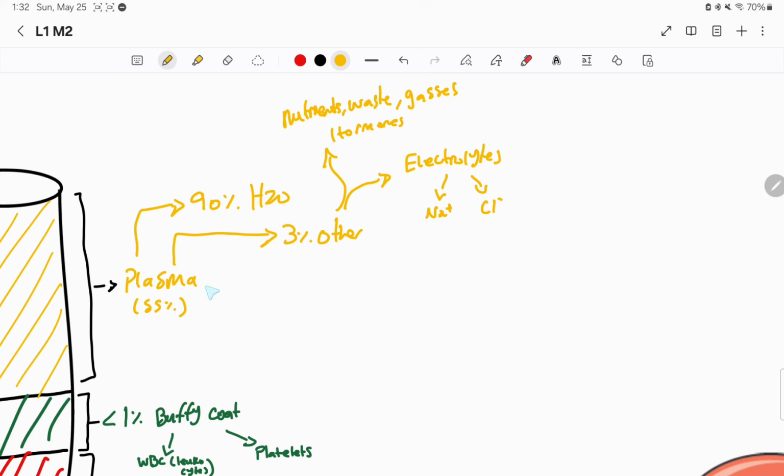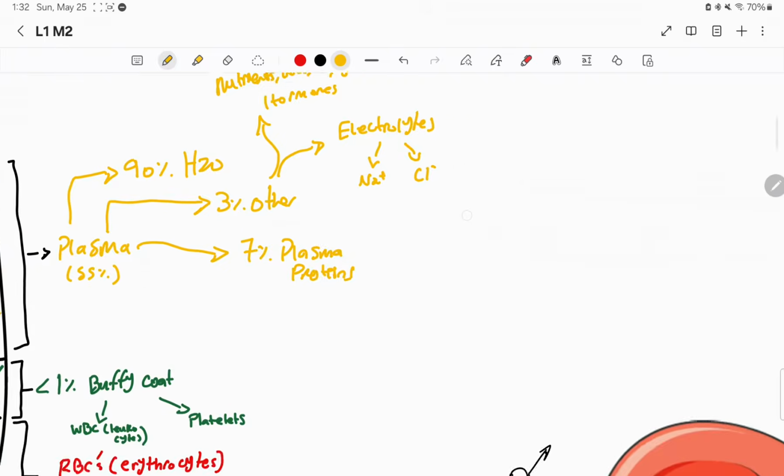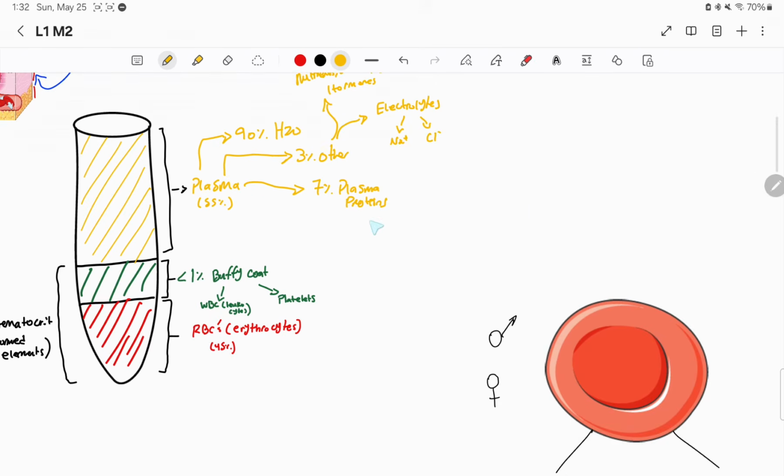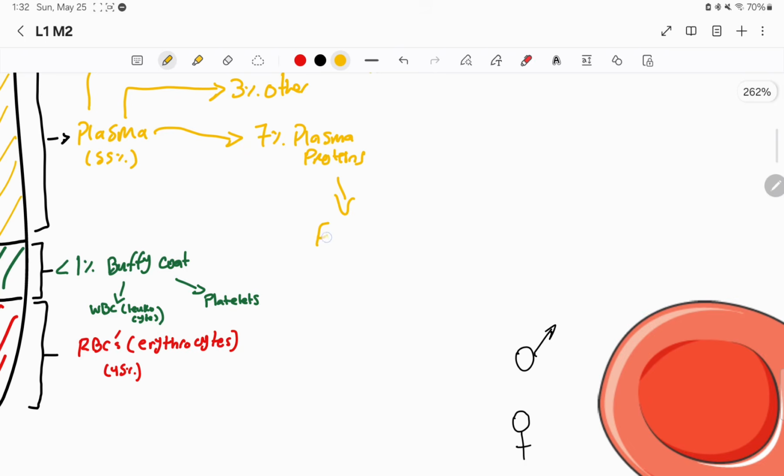What about the other 7%? Well, the other 7% is just going to be, let's do it like this, 7% plasma proteins. And it's really as simple as it sounds. These are just proteins that are freely floating inside of your plasma, and we can broadly categorize them into three groups. Okay, three groups. One of them is going to be this dude called fibrinogen. Now, this term fibrin should sound familiar to you because I mentioned it.